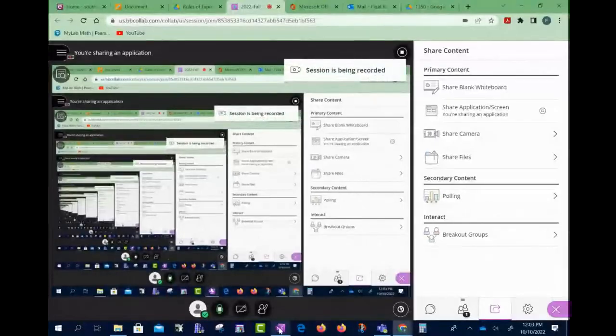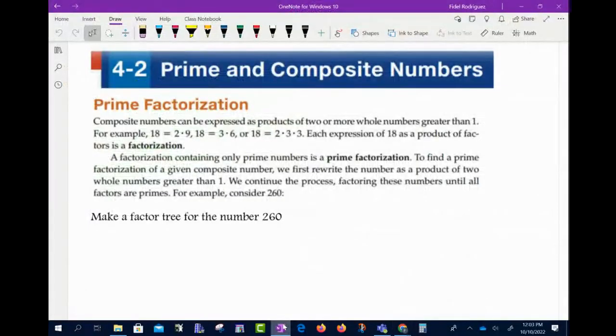Okay, so this is 4.2, y'all. 4.2 is prime and composite numbers. Okay, so the first thing we're going to talk about is something called prime factorization.